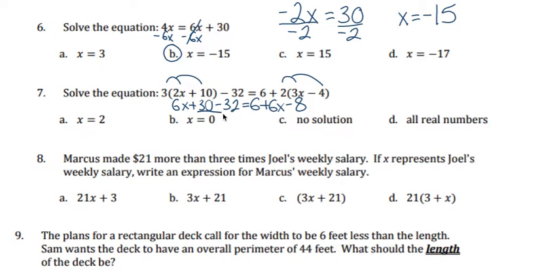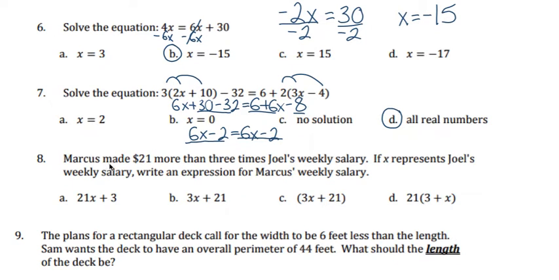We can combine like terms on each side. On the left, 30 minus 32 will give us 6x minus 2. And on the right side, 6 minus 8 will give us 6x minus 2. If you notice, the left side and the right side are the exact same expressions. When this is the case, we have that the solution is all real numbers. We can plug in any number for x, and we'll find that the left side and the right side are equal.